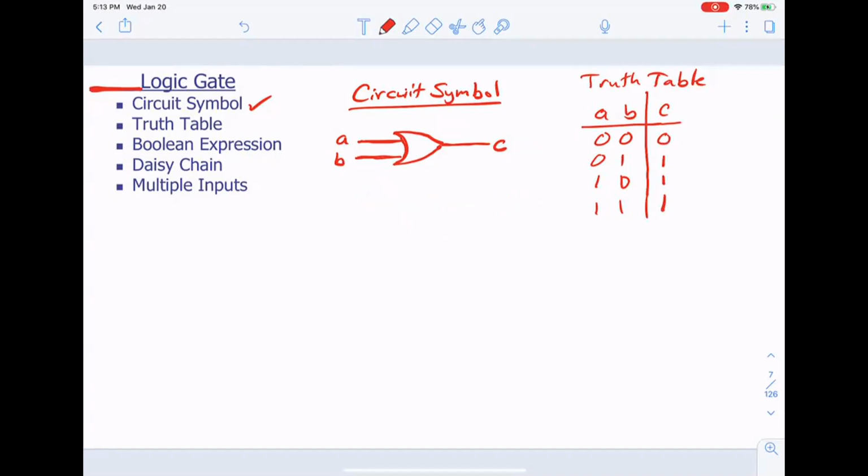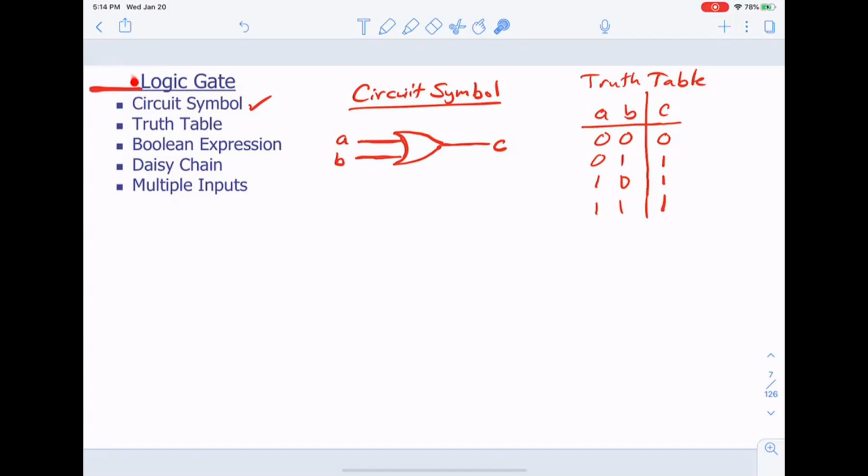All right, so just making sure everybody's here with me. What kind of logic gate is this? What word do I put right here? All right, and so just answer that in the chat privately.